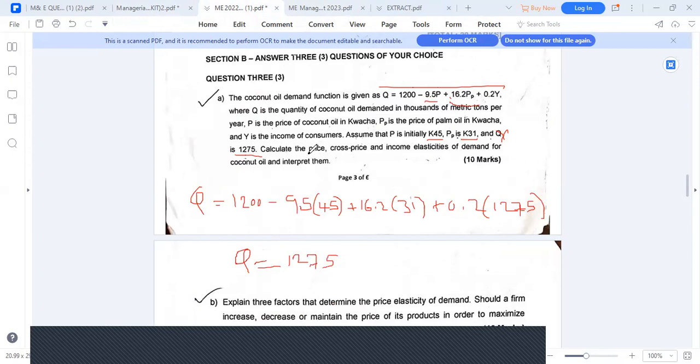Then how do we find the price elasticity of demand? This is X against X, right? The gradient for X is what? Negative 9.5. The actual price of X is what? 45. Over there, Q is what? 1275. Regardless of whatever you get, it is going to be 0 point something negative. This is inelastic.